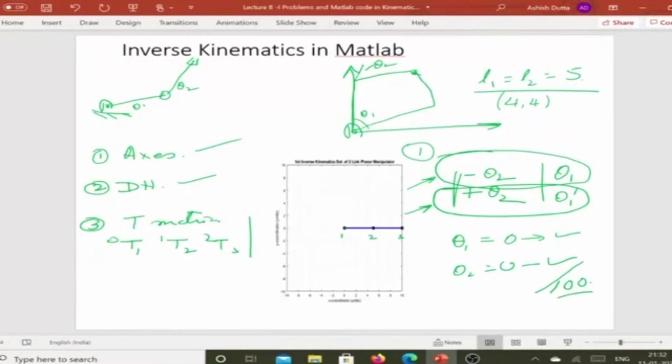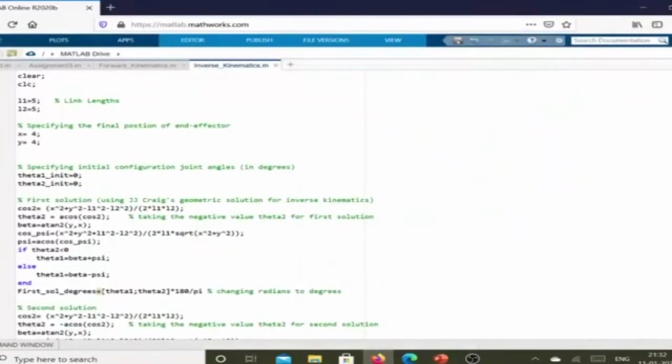So I go back to MATLAB again. Now in MATLAB, this is the inverse kinematics program. The first thing that we need to do is define the link lengths L1 and L2. This time it is 5 and 5. In the previous program it was 10 and 10. These are link lengths. It can be anything.